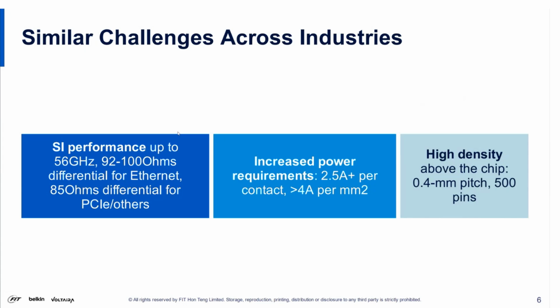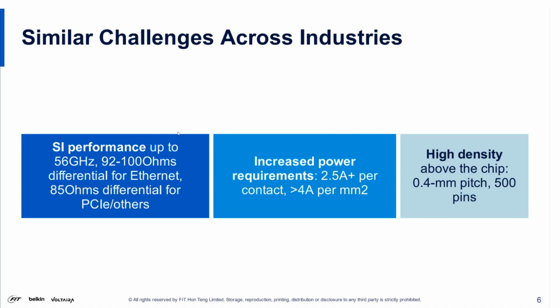Okay. So similar challenges across the industry. Obviously, we're going to higher speeds. That's the trend, and it continues to do that. SI performance is up to 56 gigahertz, and we do see it going well beyond that, as you go beyond PCI Gen 6 to the undetermined PCI Gen 7, etc., above 56 gigahertz. For impedance, right now, again, the current trend is about 92 to 100 ohms differential for Ethernet, and then in the PCIe DDR, 85 ohms differential.